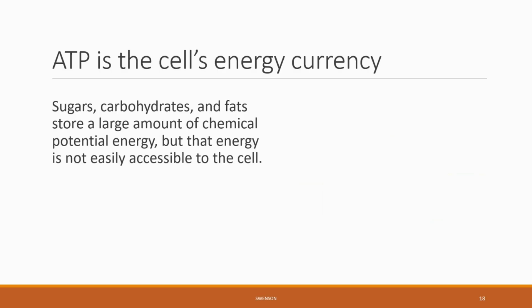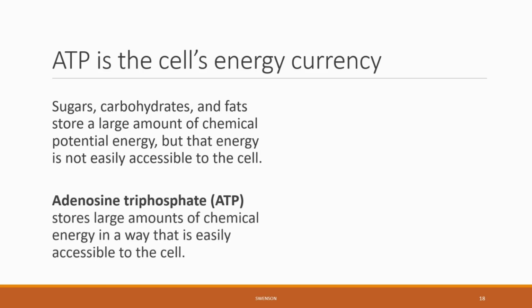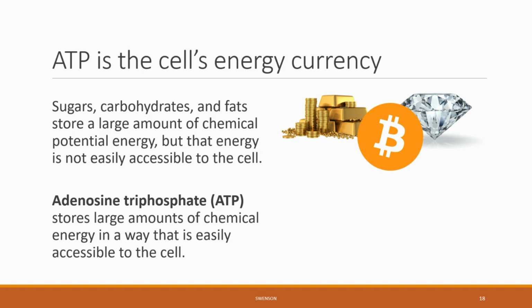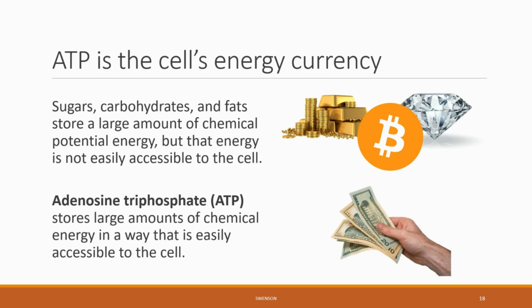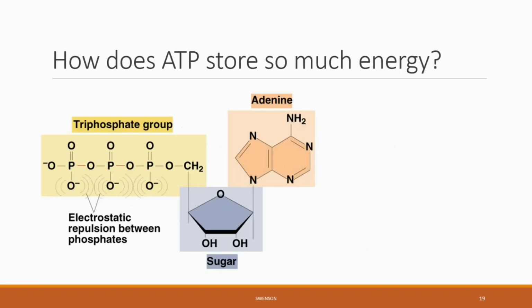Sugars, carbohydrates, and fats store a large amount of chemical potential energy, but that energy is not easily accessible to the cell. However, ATP can be easily liquidated into energy, and that's what makes it so useful for cellular activities. The equivalent here would be storing assets such as commodities of gold, diamonds, maybe cryptocurrencies, whereas having cash is something that you can easily use as a monetary system.